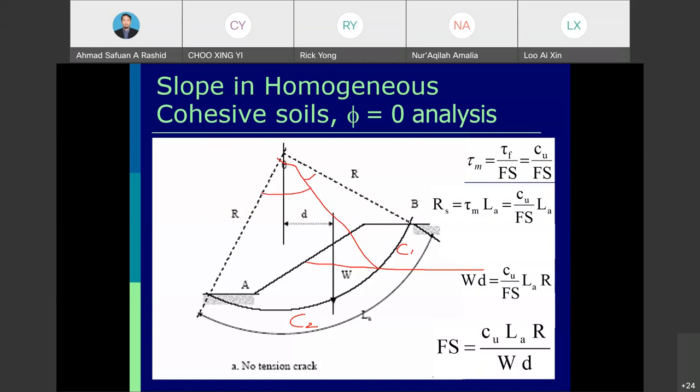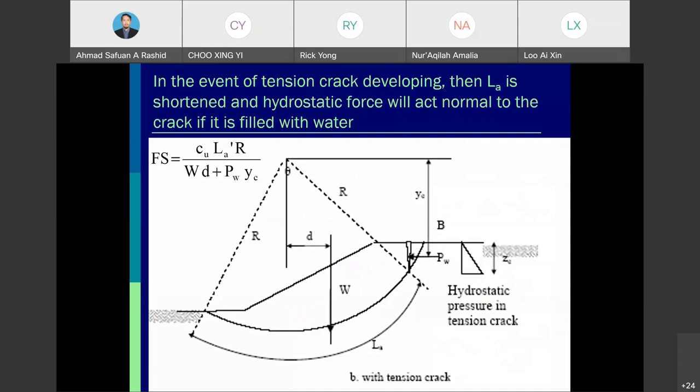While this is for a slope with a tension crack, the L prime is the effective length. Then we have an additional term, PW, which is the hydrostatic pressure, times the YC, which is the moment arm from the center towards the hydrostatic force. So that is for the total stress approach.